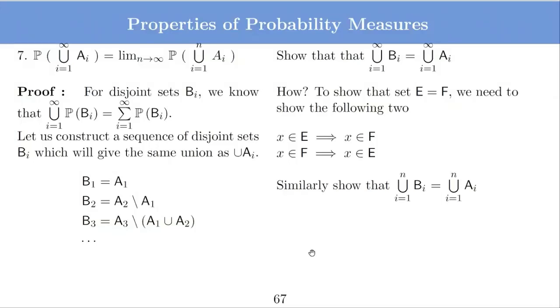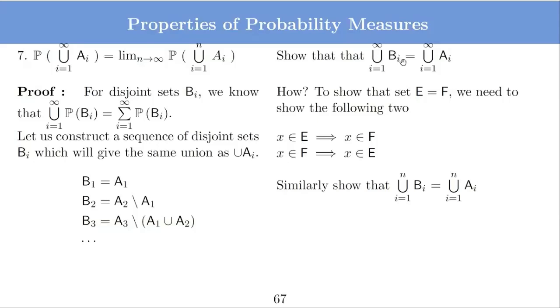To show that a set E is equal to F, what you need to show is that if there is an element in E, it needs to be in F, and if x is an element in F, it needs to be in E also. If you can prove these two statements, then you can prove E equals F. So can we show this here?